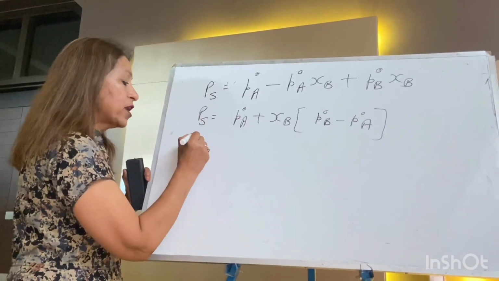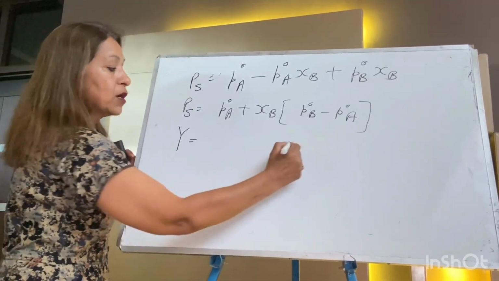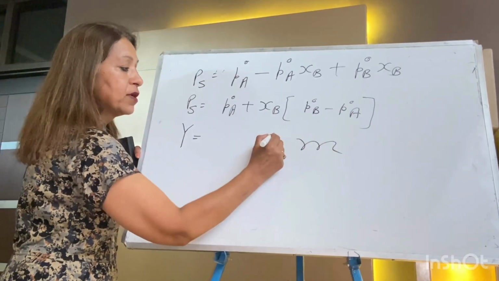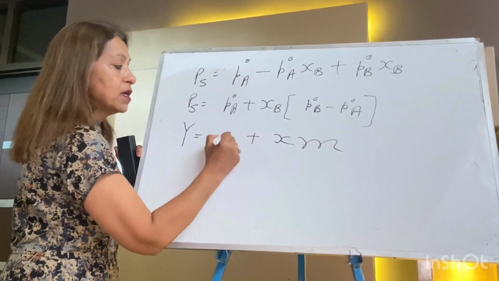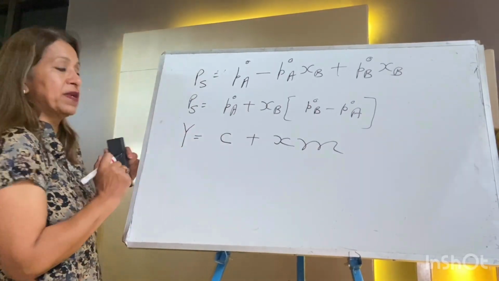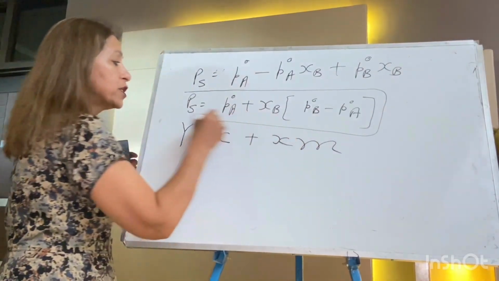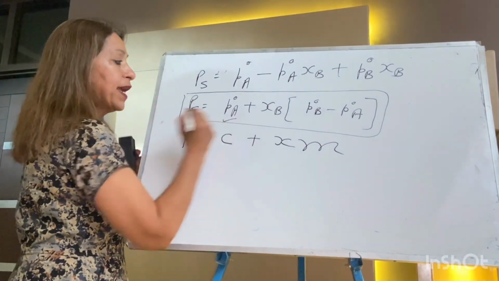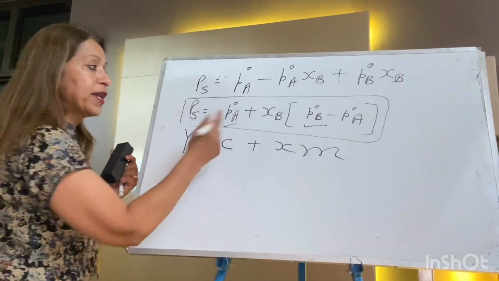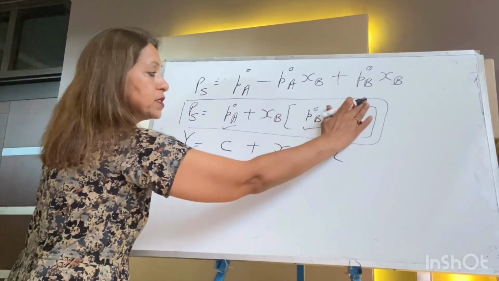And do you know this equation resembles the equation of a straight line, y is equal to mx plus c, where m is the slope. Just now I will draw a graph. This equation resembles the equation of a straight line. Now in this equation, P naught A and P naught B are the constants. Right? P naught A and P naught B are the constants.